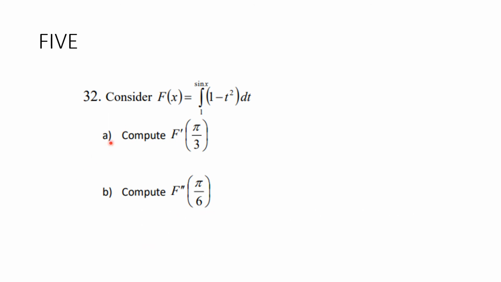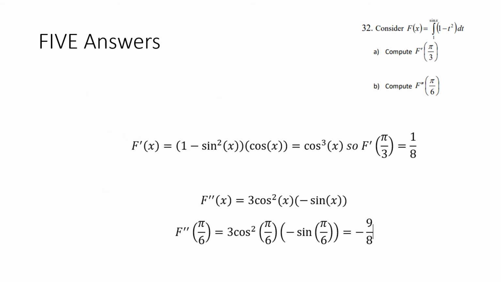Problem number 5 asks you to compute f prime at pi over 3 and f double prime at pi over 6, and this was f. So you take the derivative. Now this did require you to use the second fundamental theorem of calculus. So that tells us that we will substitute the sine of x in for the t, and that will be the first part of the answer. But then we have to use the chain rule. That's going to be the cosine of x.